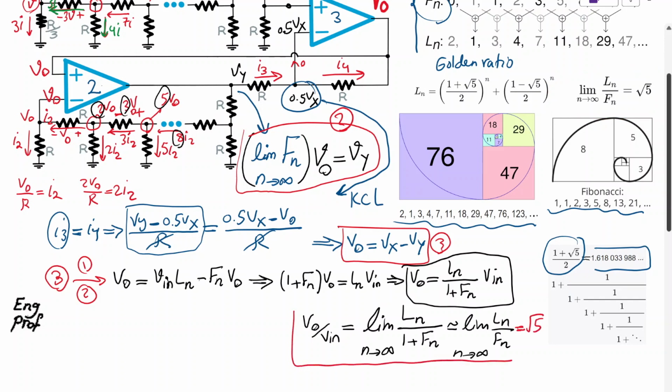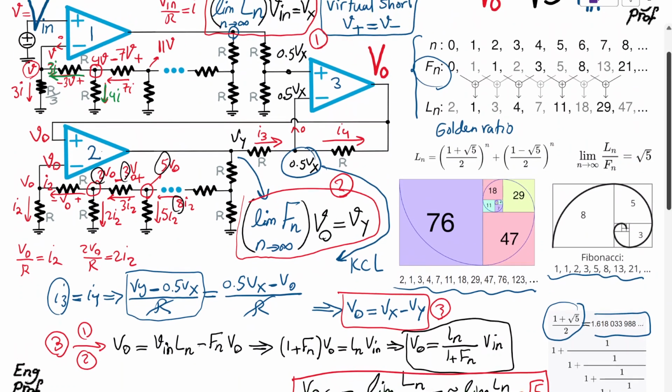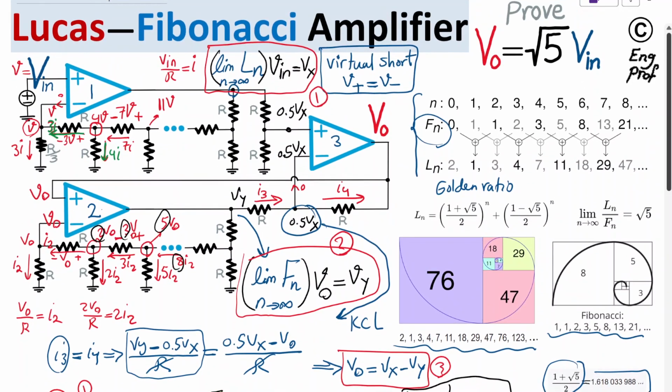And this concludes the proof that I wanted to present, that even with the infinite resistive network presented here, the gain of this circuit is interestingly just a square root of 5, and it has a relation with the golden ratio, because it's well known that the ratio of consecutive Lucas numbers as n goes to infinity, for example, 47 divided by 29 approaches the famous golden ratio. So that's one of the interesting properties of Lucas numbers. I hope that this circuit example is helpful.